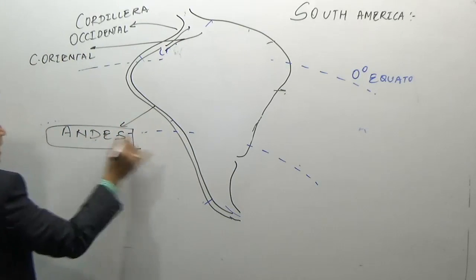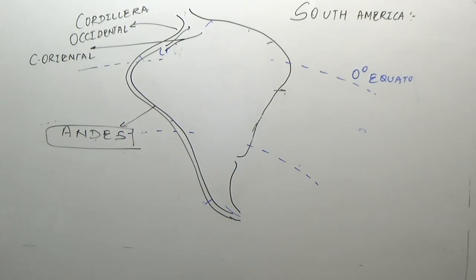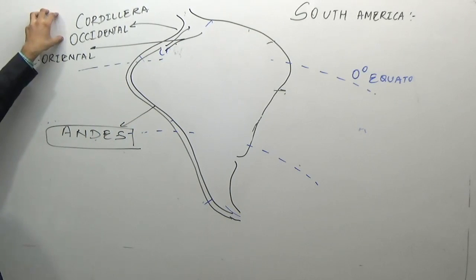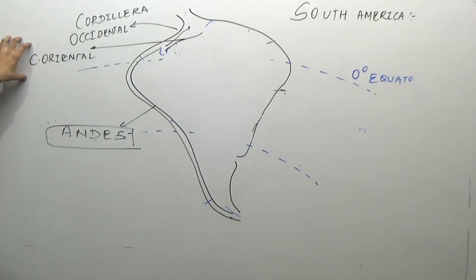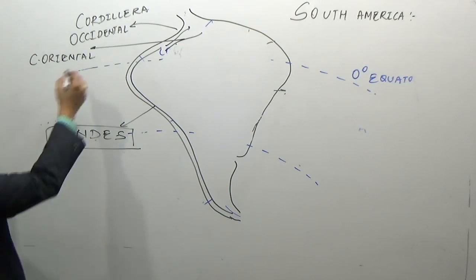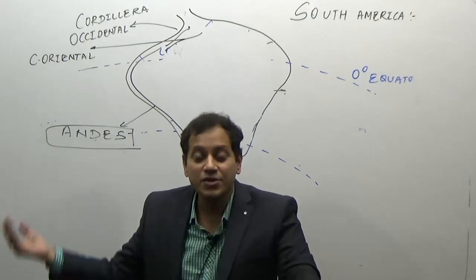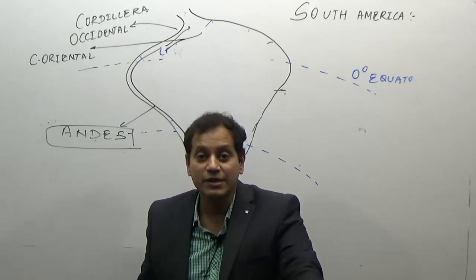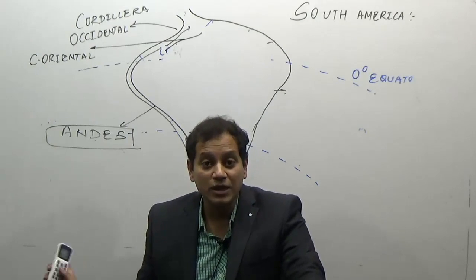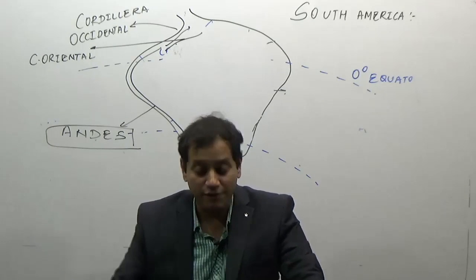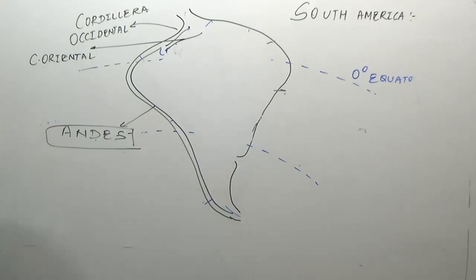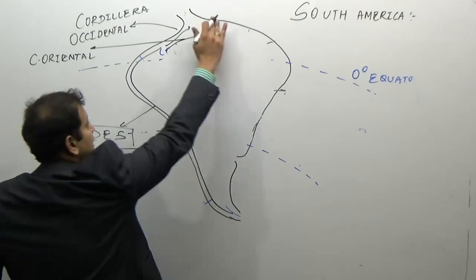Andes or the Andean mountain system. The western side is known as Cordillera Occidental, the eastern part is known as Cordillera Oriental. Now, which part of the world is generally known as the Oriental civilization? The eastern side of the world. So remember that the Cordillera Oriental lies on the eastern side of the Cordillera Occidental.